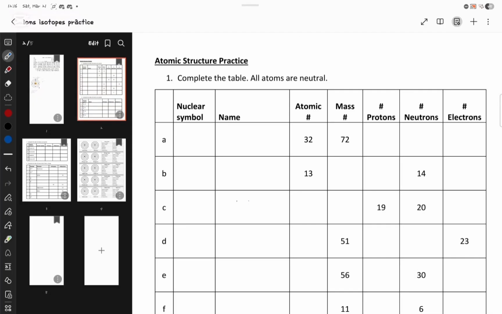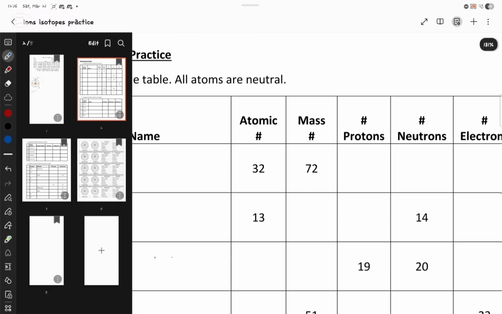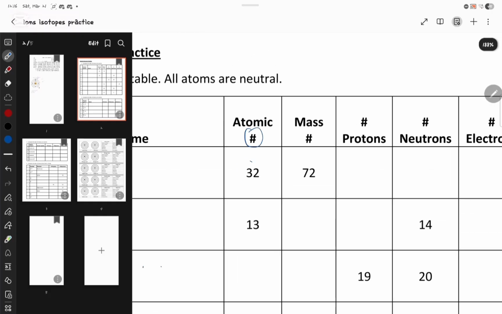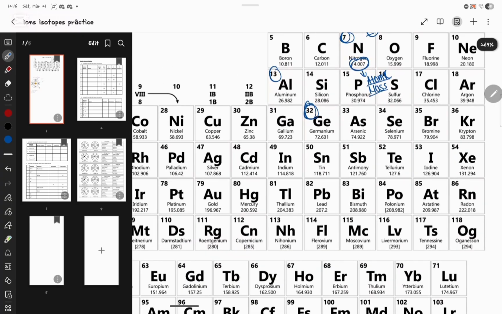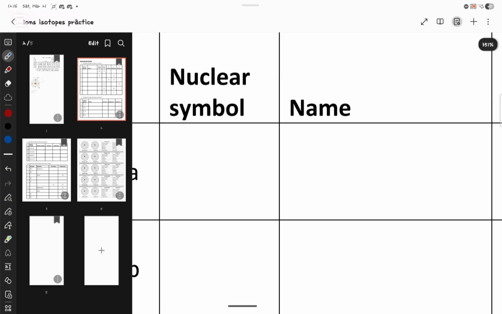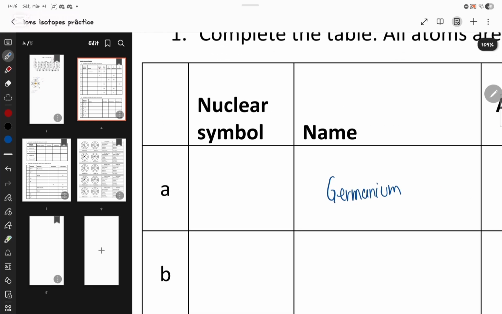So we now complete a table. This is a worksheet to practice. The atomic number is given as 32. Let's go back to our periodic table. 32 is going to be germanium. Write down germanium for the name. Nuclear symbol. This is a new thing.